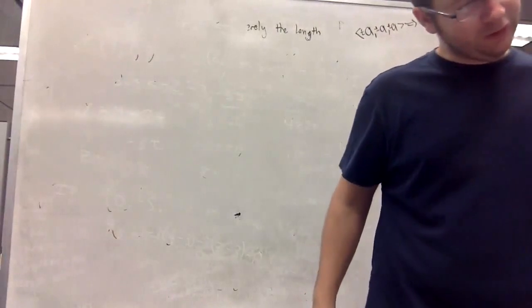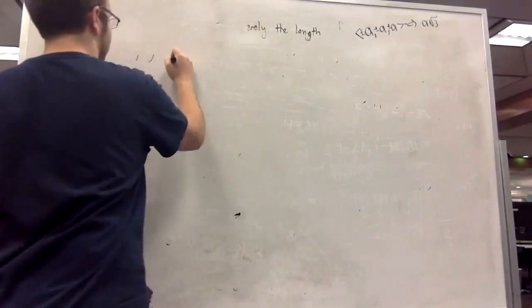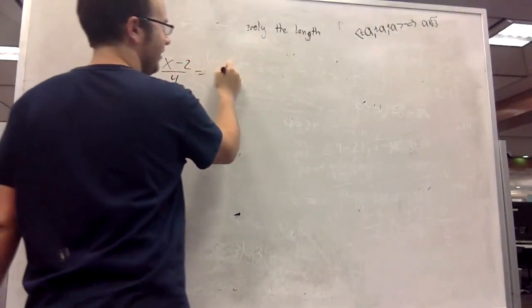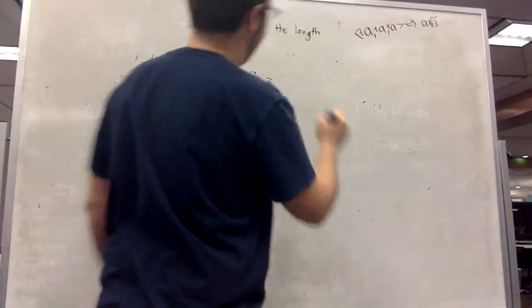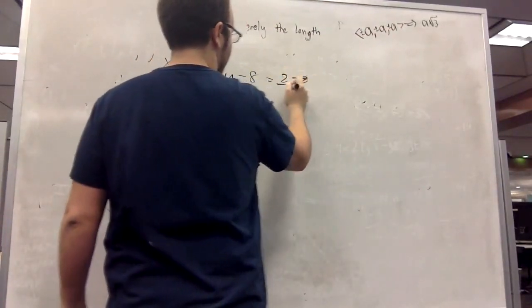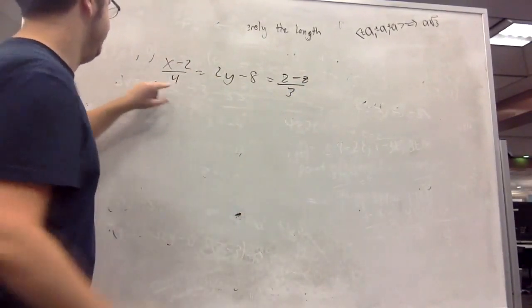More on lines. Find the equation line is parallel to. Here's another one. I've given you the symmetric form. x minus 2 over 4, 2y minus 8, and 2 minus z over 3. So we're going to put what I said earlier to use. What is the direction vector here?